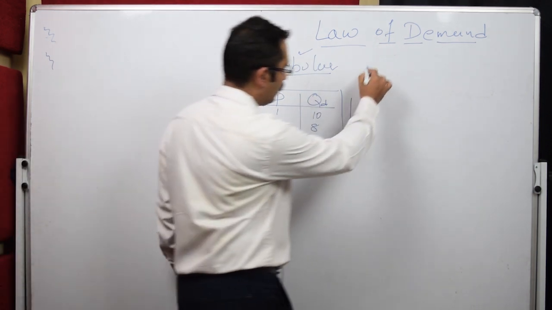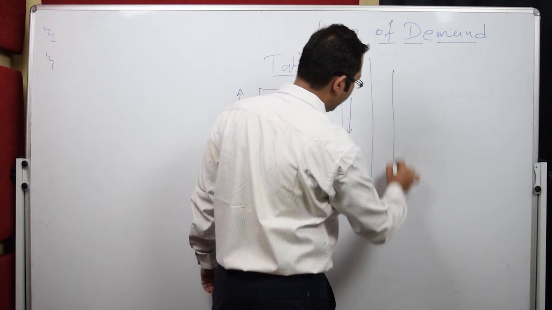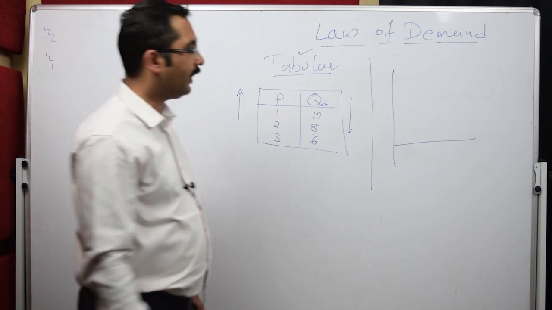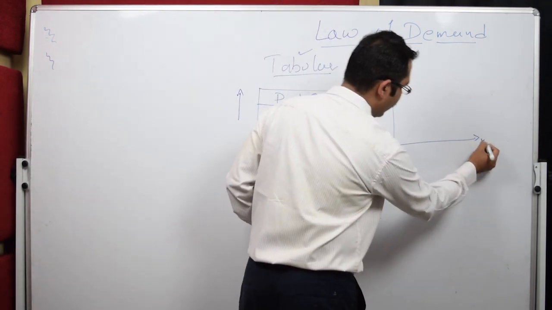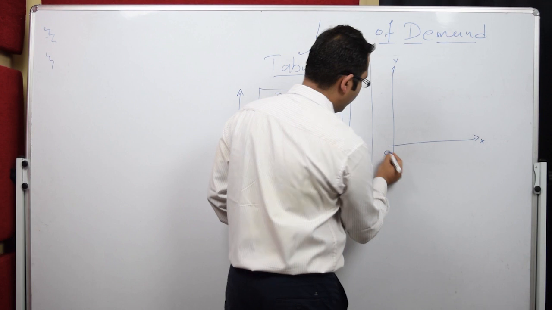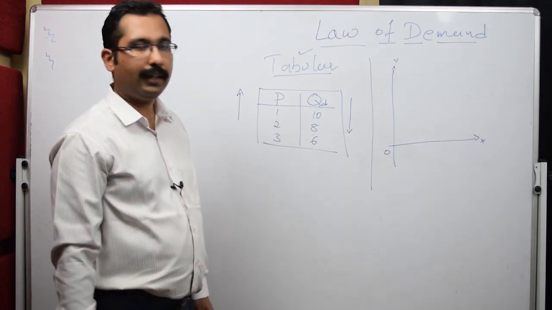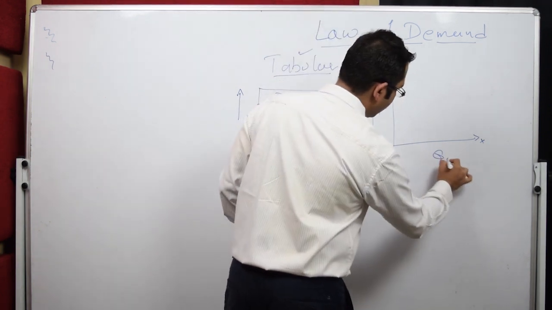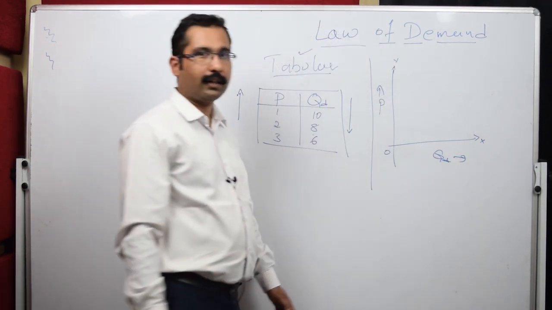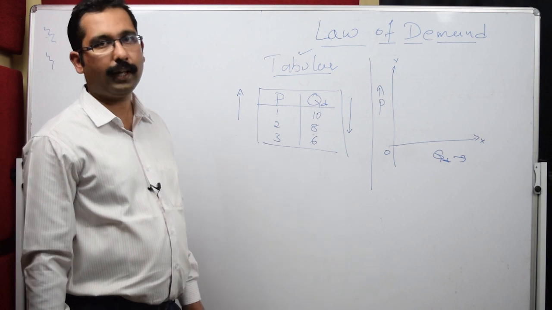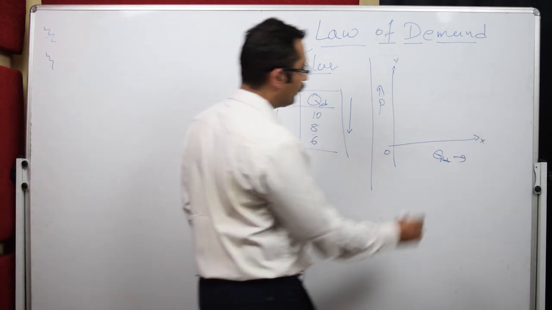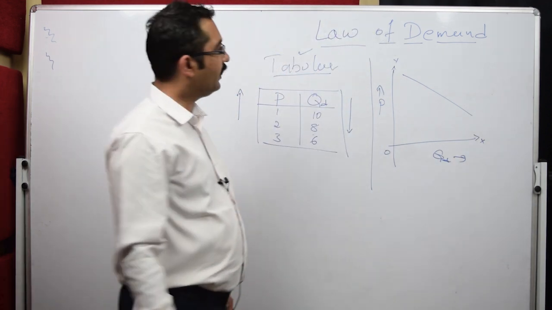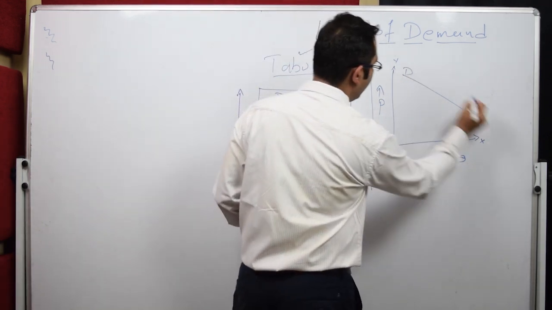Now the third method of representing the law of demand is the graphical method. How does the graphical method work? Let us consider two axes, the x-axis and the y-axis. This is our x-axis, this is our y-axis, and this becomes the origin. Let us consider price on the y-axis and the quantity demanded on the x-axis. Now what sort of a curve do we get? We get a negatively sloped curve which slopes from left hand top to right hand bottom. Let us name this curve D dash.